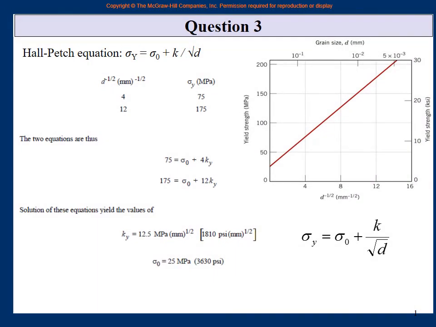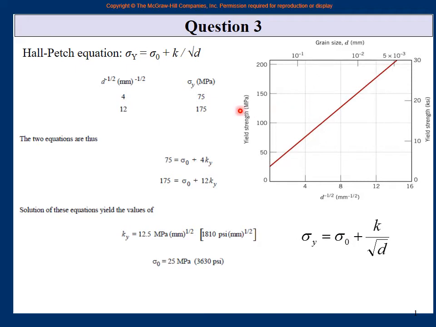So now let us see the solution. I am copying a smaller version of the diagram here, and this is the Hall-Petch equation. Sigma y is equal to sigma naught plus k upon root d. Sigma y is the yield strength, d is the average grain diameter, and sigma naught and k are the two constants that you want to find out in the Hall-Petch equation.